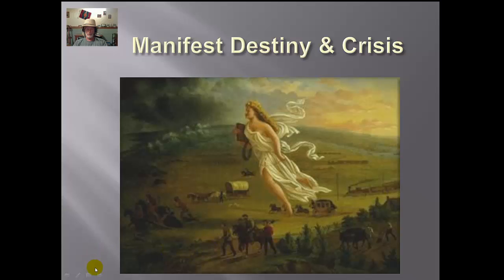Well, we're back here at the Hall of History. Today we're looking at Manifest Destiny and really the crisis that ensued. Now we're looking at the time frame after the War of 1812 up into a few years before the American Civil War. So a fairly short time period in American history.